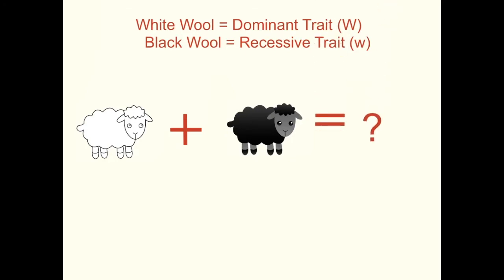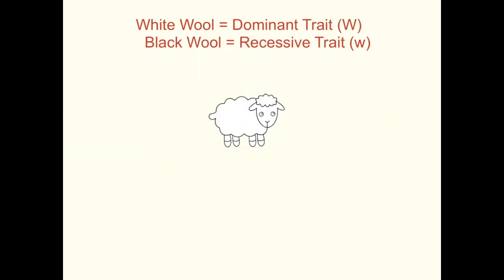First, we need to figure out what the genotype of the white-wooled sheep could be if they had a parent with black wool. Because we know that one of her parents had black wool, she is going to have one of the recessive traits for black wool, little w. But because we see that she has white wool, we know that she has to have the dominant trait as well. So we can tell that our sheep is going to have the genotype of big W, little w.